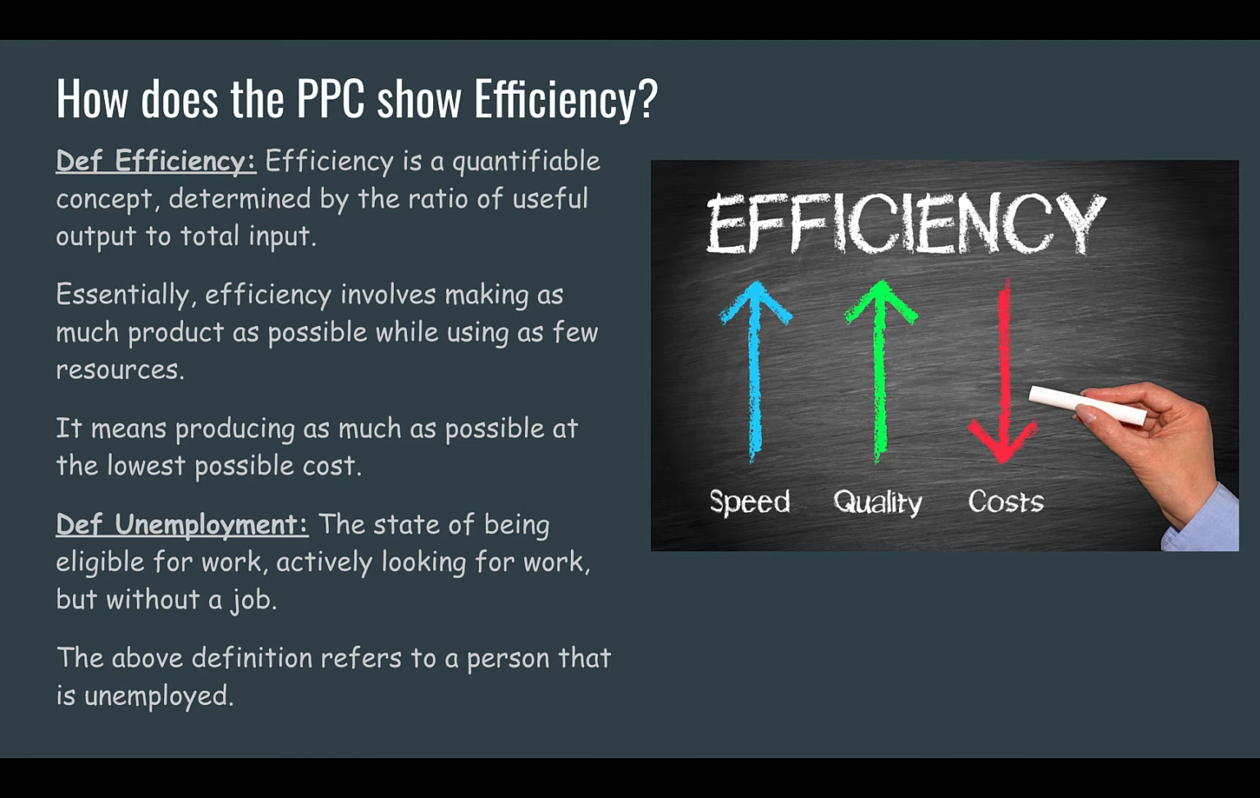Now, this idea of unemployment, so this is the definition that you have to learn off: the state of being eligible for work. Think about a worker. There's a guy or a girl that's eligible for work, actively looking for work, but can't find a job at existing wage rates. Now, just write down what I have defined here because I got this from the IB and this is how they've defined it, so you give them what they want.